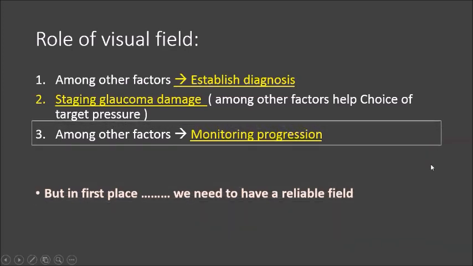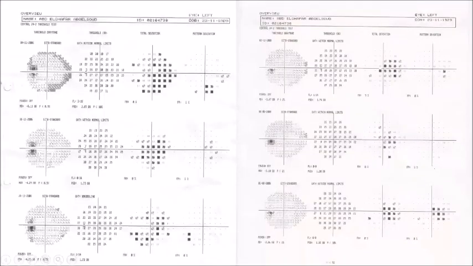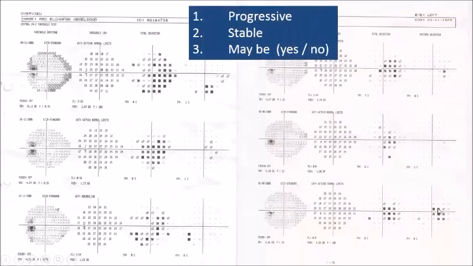Now, the field for monitoring progression. This is the patient with the follow-up. As you can see here, this is the pattern deviation or the repetition. It's okay. Again, we get some changes, no changes, some changes. So such a field, is it progressive? Is it stable? What do you think? So we have one person say it is progressive.